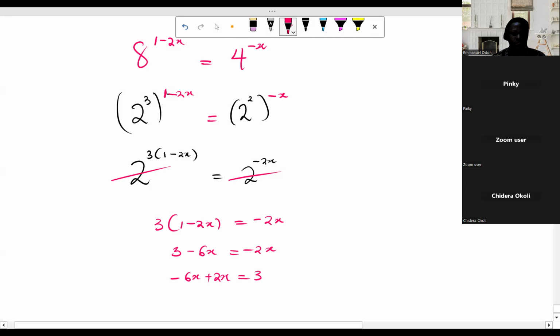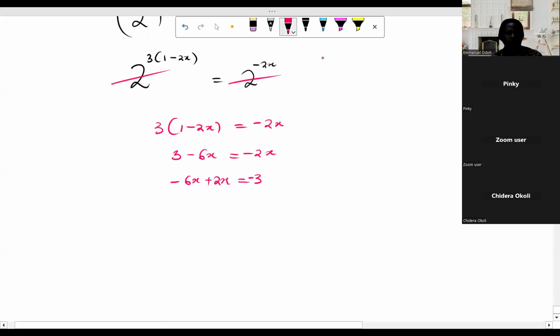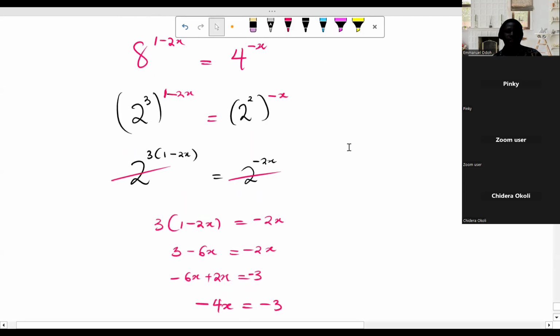Okay, when 3 goes there, it becomes negative, right? Yes. So I'm left with minus 6x plus 2x, which is minus 4x, equals minus 3. So I divide both sides by minus 4. So x becomes minus 3 over minus 4. Minus minus is plus, so I'm just left with x is 3 over 4. So that is the solution to that.